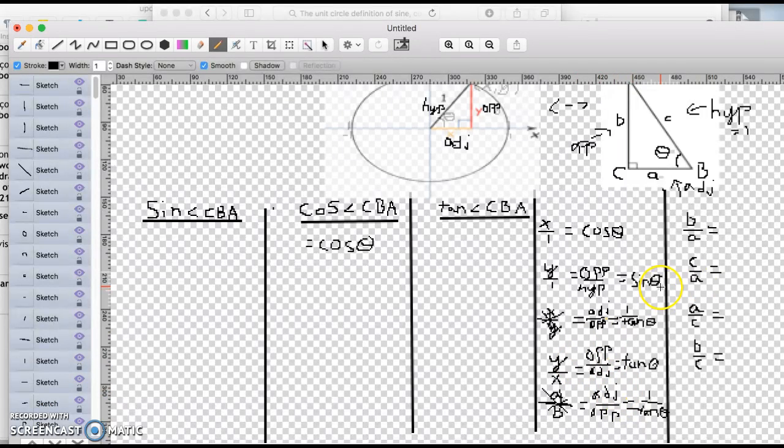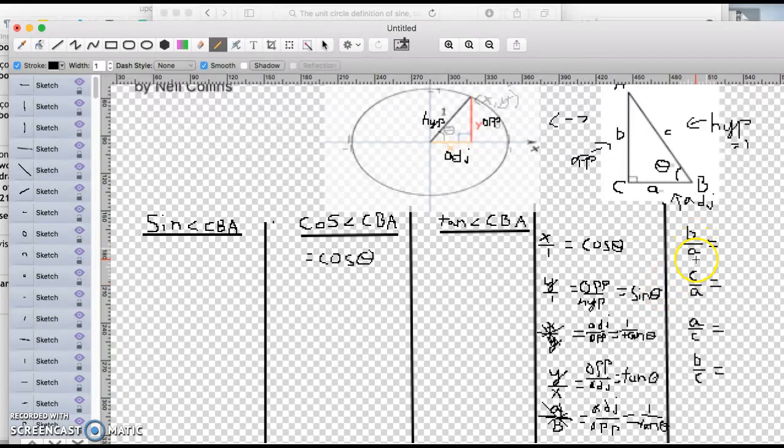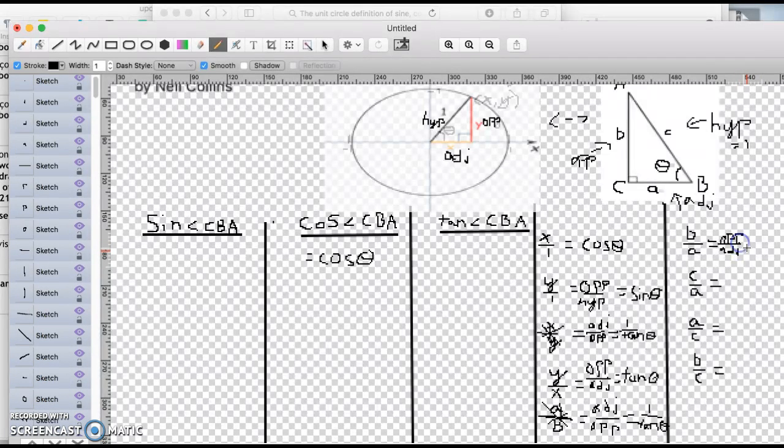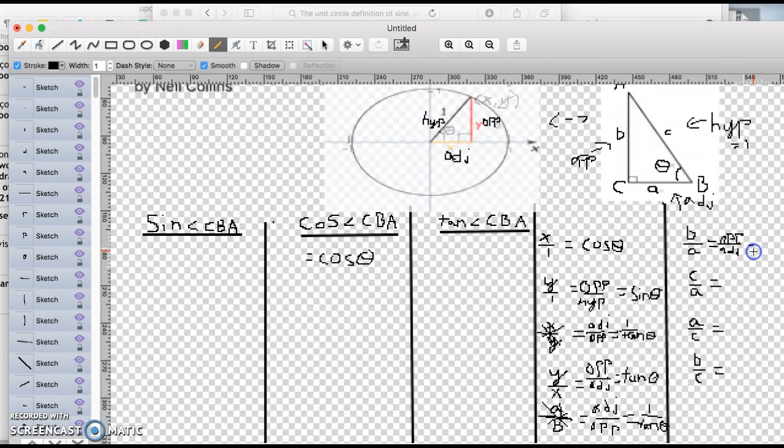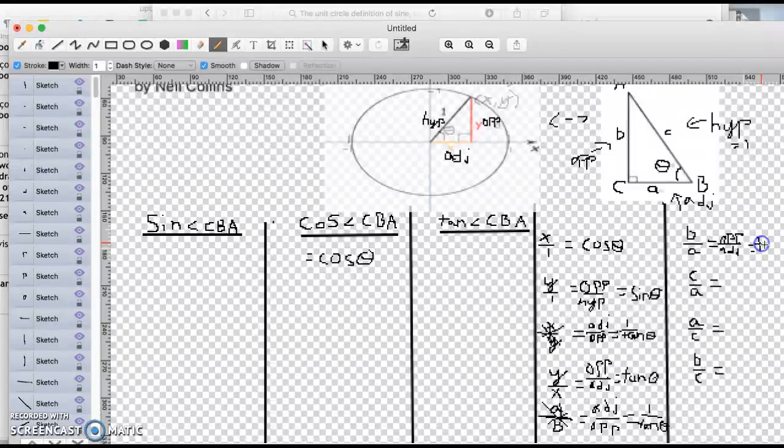The next one we are going to go over is B over A. B over A is going to be opposite over adjacent, which is going to be equal to tangent of theta.